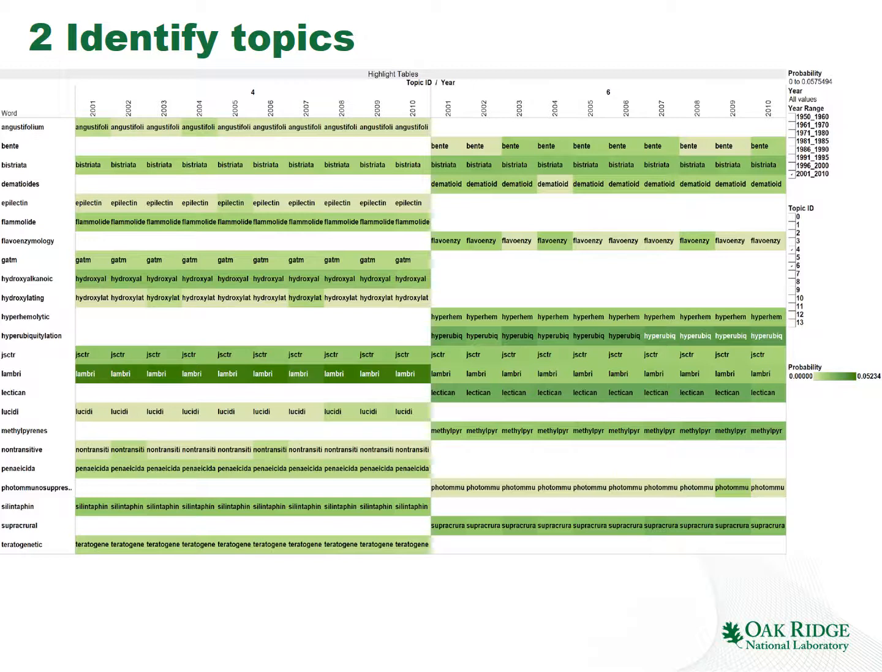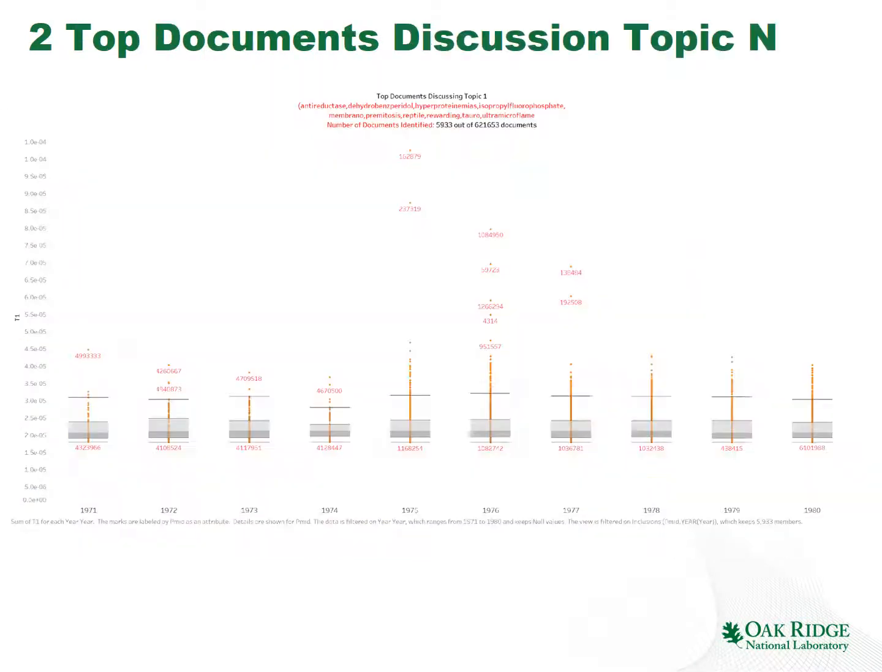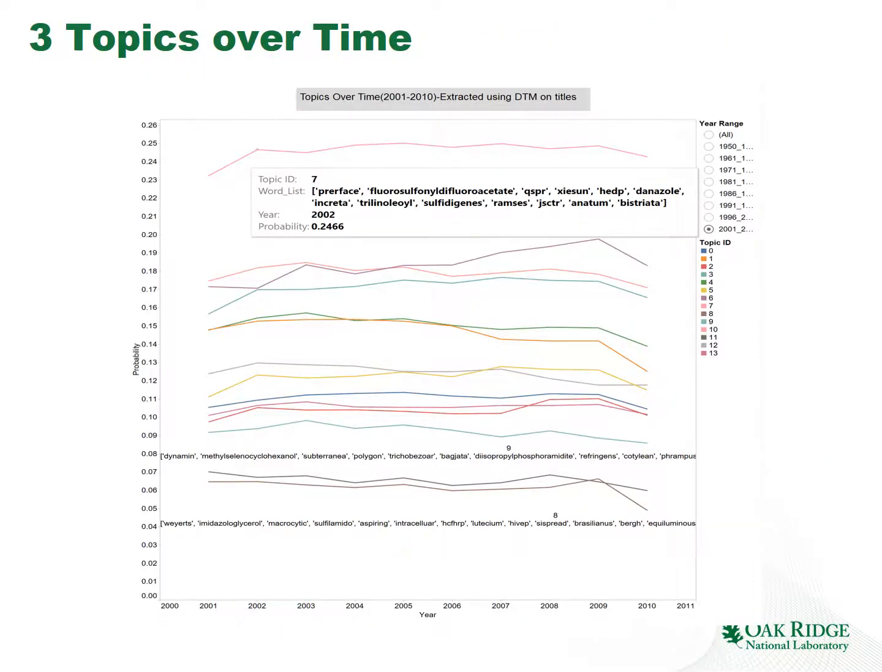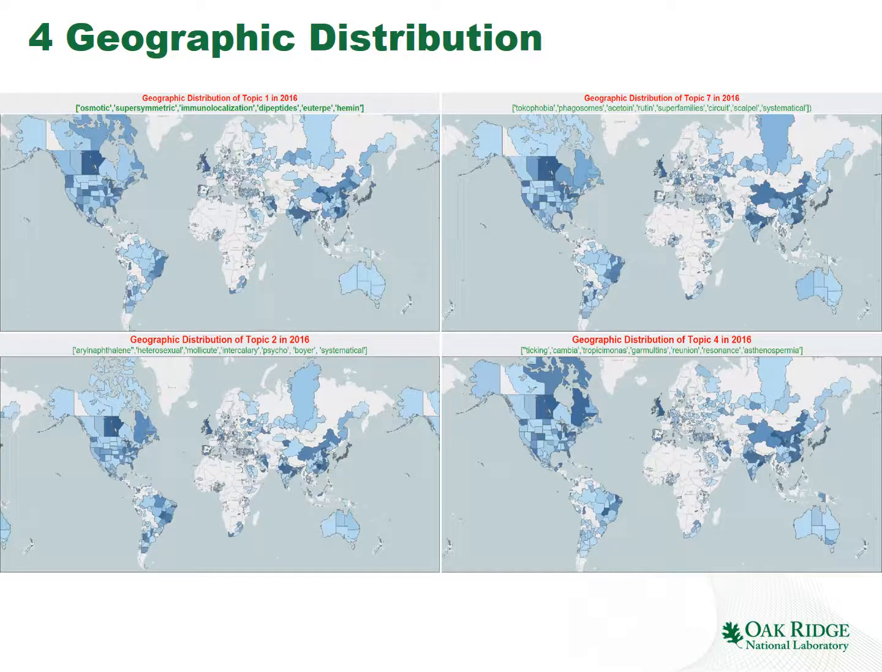This is a dashboard where you can visualize the topic probabilities across several year ranges, starting from 1950 to 2010. We also identified top documents that discuss a particular topic. And we can also visualize how the topics have evolved over time using the line graphs that are constructed using Tableau. We also finally took the output of the DTM and added the affiliation data and used Tableau to visualize the geographic distribution of topics over the world map.